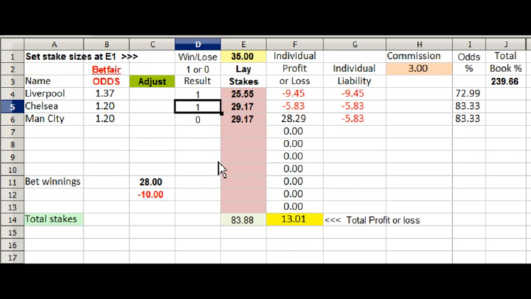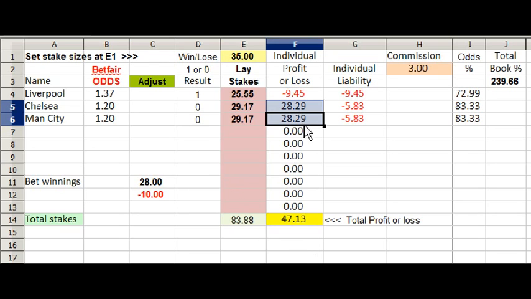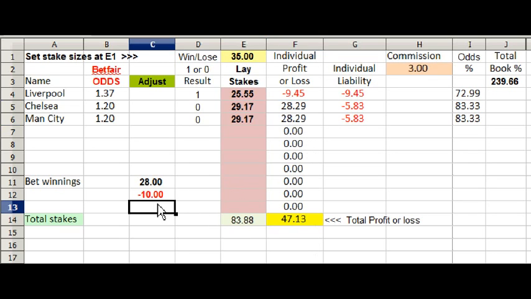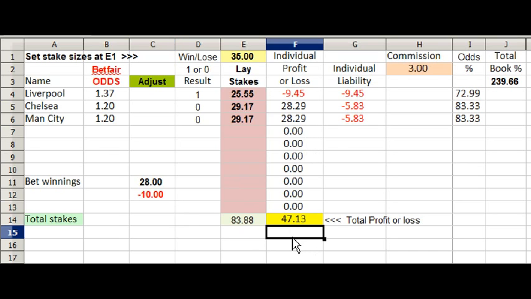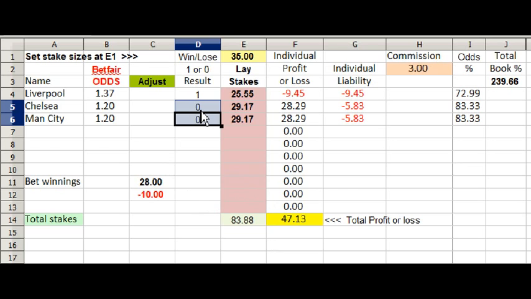Now if another one loses as well, we have two successful lays now, so we'll still lose our £10 with our bookie, but we would win 47 in the betting exchange. So we can go ahead at that kind of level, and whatever happens then, if they all win, or one loses, or two lose, we will be in profit whatever happens.